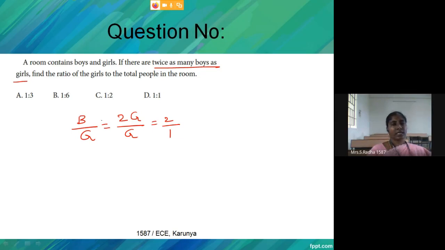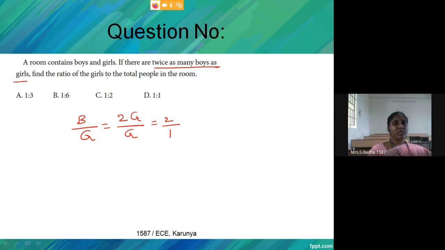In general, in a class, boys will be more in number, based on the education system. Nowadays, in some branches, girls are more in number. In general, this is the general category I am talking of.